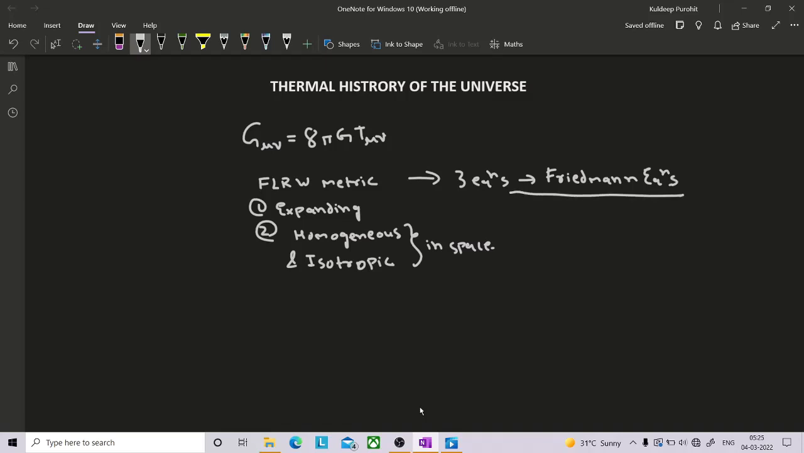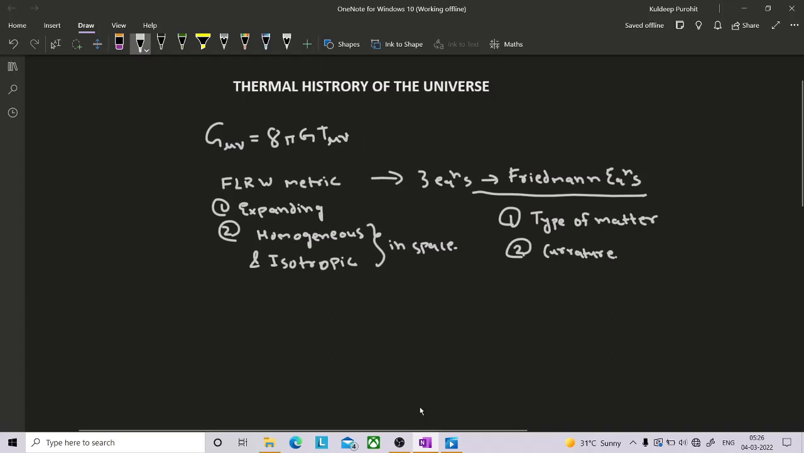And from these three equations, what we have understood is that the dynamics of the universe generally depends on two important things. The first is the type of matter which is there in the universe, and the other is what is the curvature of the universe. So depending on what kind of matter is there in the universe and depending on what is the curvature of the universe, the dynamics of the universe will change.